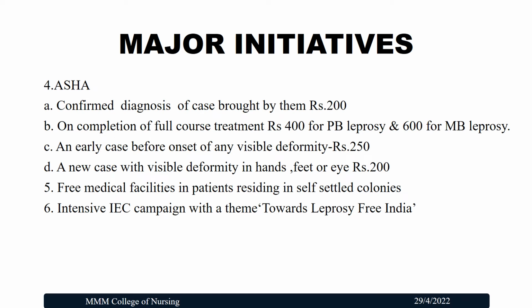Major initiatives: for ASHA workers working at the village level, if she brings a confirmed diagnosis of a case, rupees 200 will be awarded to the ASHA worker. On completion of full course treatment, rupees 400 for paucibacillary leprosy and 600 for multibacillary leprosy. For an early case before onset of any visible deformity, rupees 200 will be awarded to the ASHA worker. For a new case with a visible deformity in hands, feet or eyes, rupees 200 will be given to the ASHA worker. And free medical facilities for patients residing in self-settled colonies. An intensive IEC campaign with a theme towards leprosy-free India.